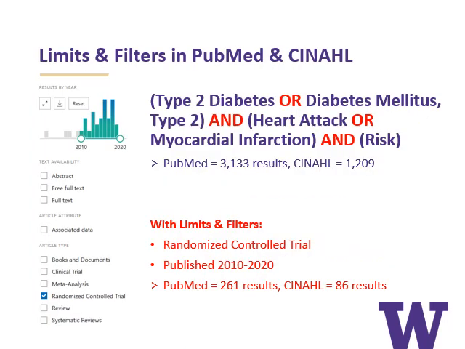Here we've started to apply filters and limits to our search. Our initial search is listed on the top, with over 3,000 results in PubMed and 1,200 results in CINAHL. By limiting the results to randomized controlled trials published between 2010 and 2020, we've significantly narrowed our results. On the left is a screenshot from PubMed of how we applied those filters.